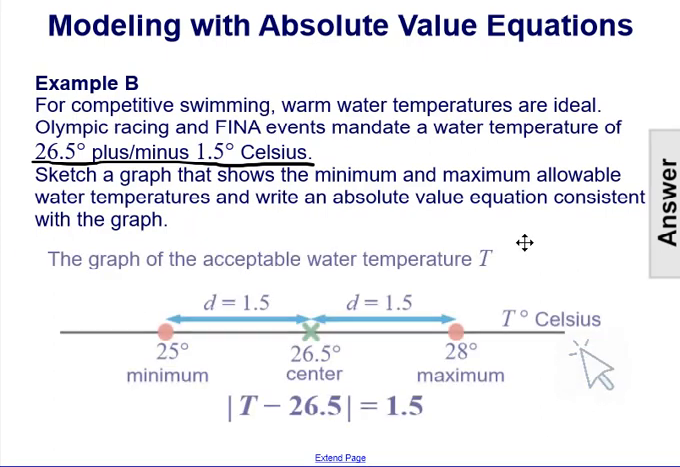So we have a center of 26.5 since that's the starting temperature, and we can go 1.5 to the right to 28 and 1.5 to the left to give us 25 as the other solution. So we have 25 degrees as a minimum, 28 degrees as a maximum. We're comparing that with our temperature and our center of 26.5. So that gives us the absolute value equation, T minus 26.5 equals 1.5, because that's our distance.